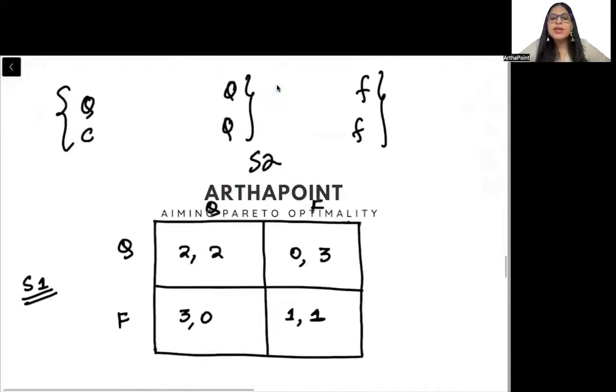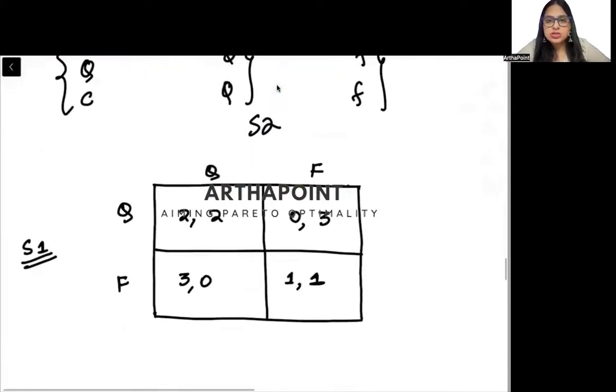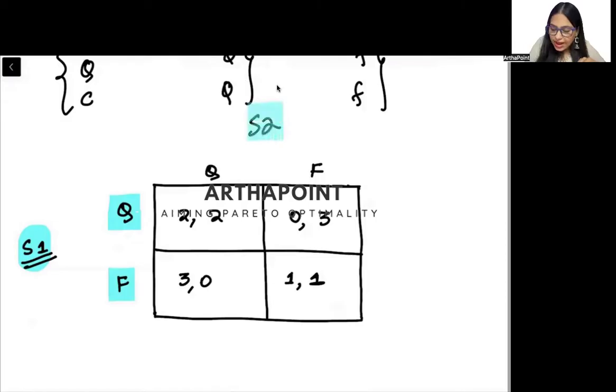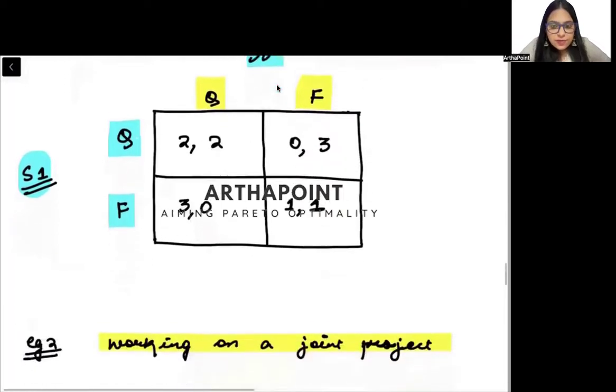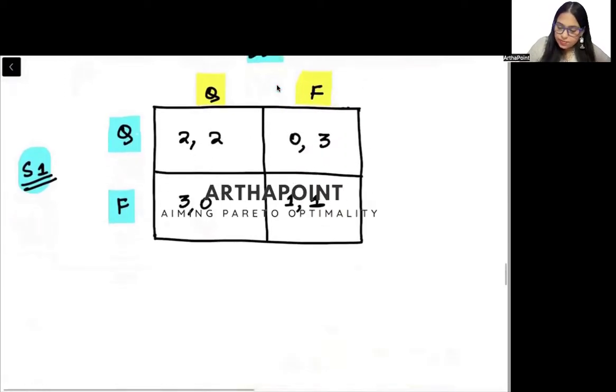Okay? Now I need to convert this into a box. This is the most tricky part, so check here. To convert this into a box, I have written suspect 1 here and his 2 strategies, quiet and think. Suspect 2 here and his 2 strategies, quiet and think. I will first fill for suspect 1.